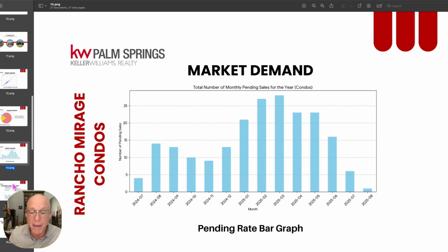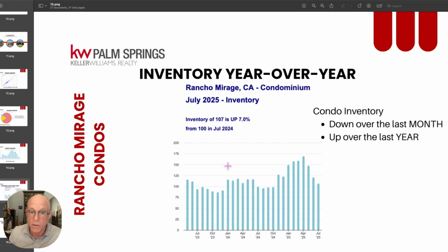So that's market demand with respect to pending. And then we look at the inventory. We break this down in bar graph form. Year over year, it's up over last year. However, it's down over the last month. So some of the inventory got absorbed and new product hasn't come on. New listings haven't come on.